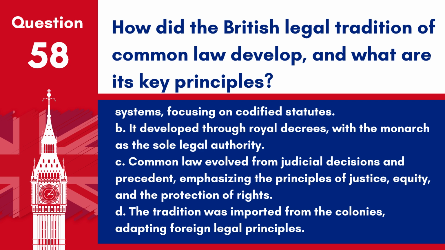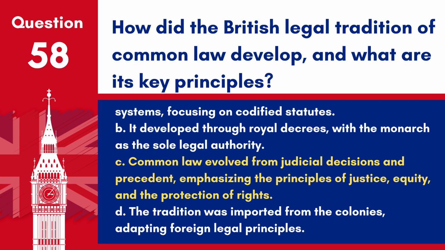A. Common law emerged from European civil law systems, focusing on codified statutes. B. It developed through royal decrees, with the monarch as the sole legal authority. C. Common law evolved from judicial decisions and precedent, emphasizing the principles of justice, equity, and the protection of rights. D. The tradition was imported from the colonies, adapting foreign legal principles.